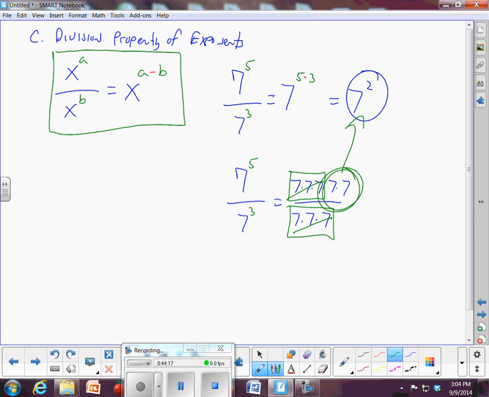But we just use the rule. Pretty easy. We're just going to use the rule. Just apply the rule to the situation, and away you go.